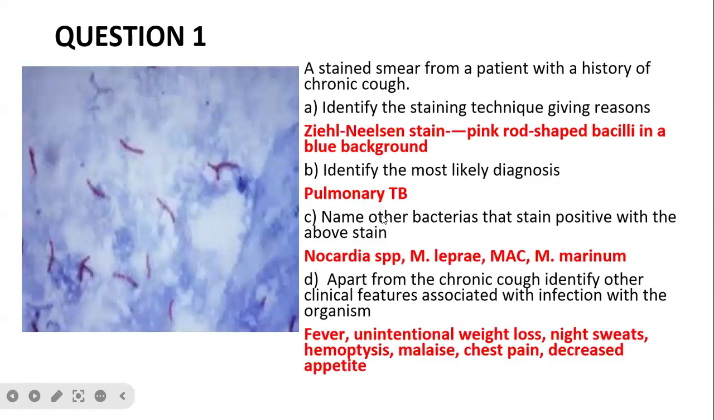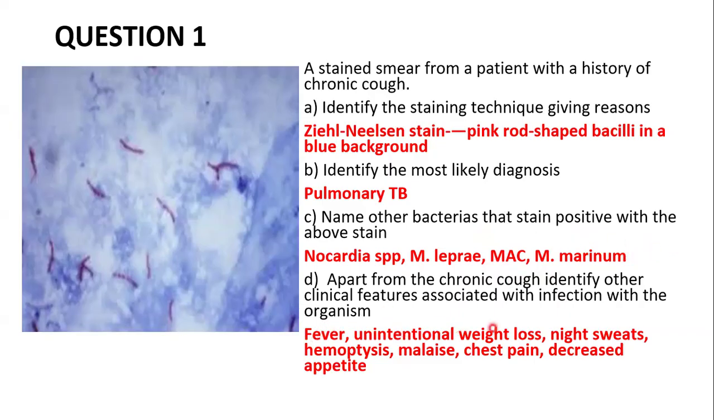So we see the answers. Okay. So we have ZN, pink rod-shaped bacilli in a blue background, pulmonary TB, Nocardia species, M. leprae, MAC, M. marinum. You can also add M. bovis. MAC means Mycobacterium avium complex. Then we have Mycobacterium marinum.